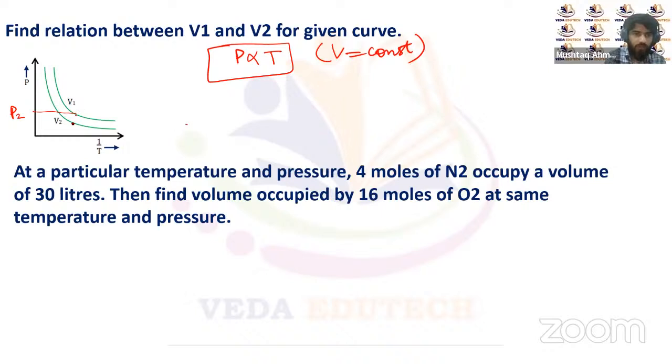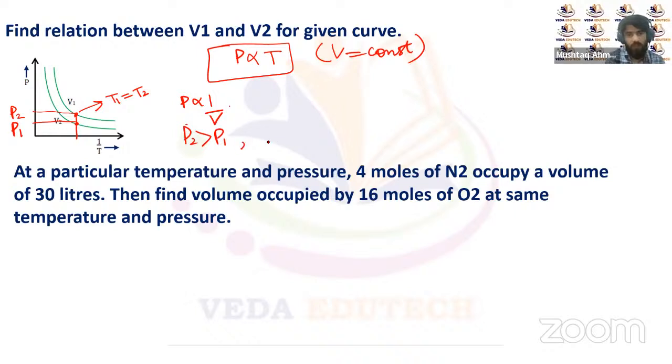So if we fix these 2 points here, now at this point the temperature will be the same. That is T1 will be equal to T2, right? But here the pressure is P2 at this point and P1 at this point. And if we fix the temperature, then pressure has to be inversely proportional to the volume. It means that P2 is greater than P1.